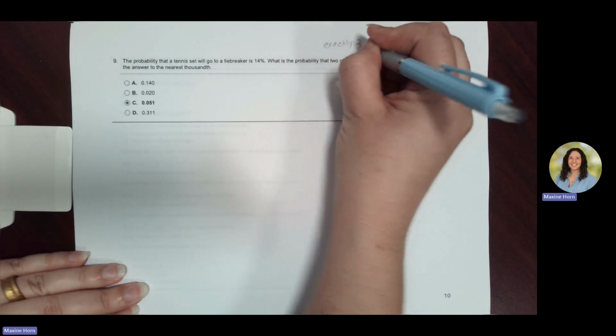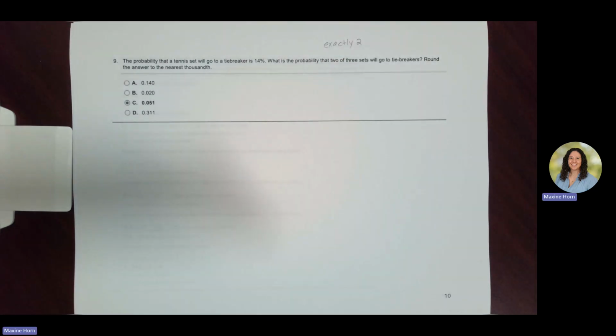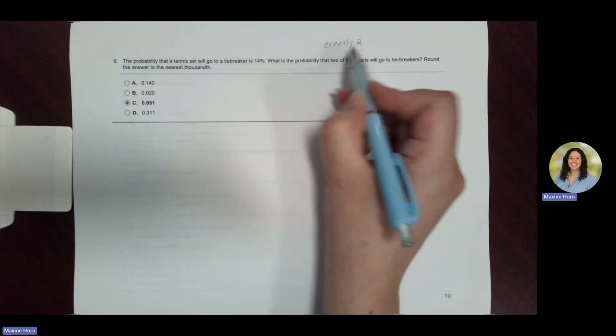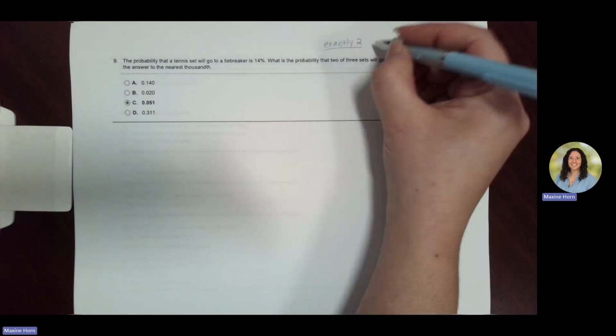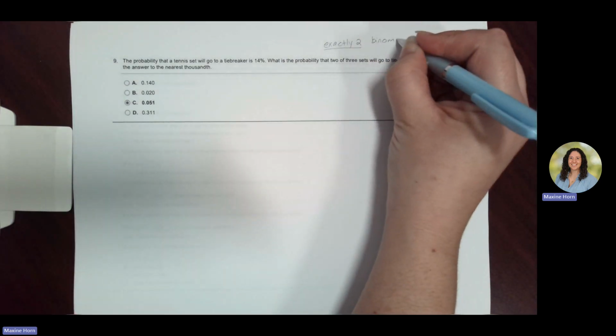Exactly 2. They're asking for the probability that exactly 2 of the sets go to tiebreakers. Because we can word it that way, that's what's telling us this is going to be binom PDF, right? P is in Papa.